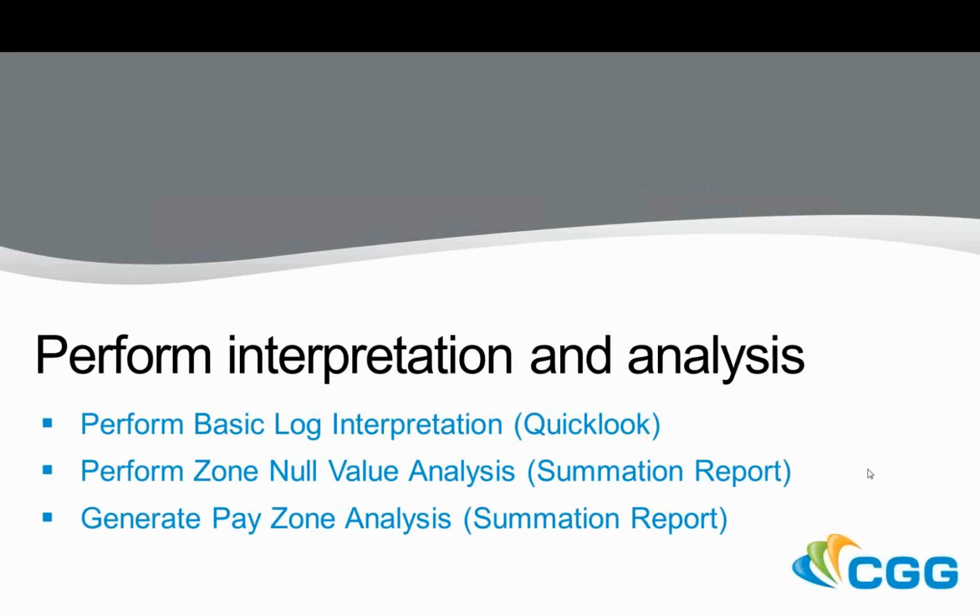Now you want to do your interpretation and analysis. So we're going to perform the basic log interpretation. We're going to use quick look. We're going to do a zone null value analysis. Very often, even though you have the zones in wells that have curve data, the curves don't cover the entire well. And so part of the well will have null values, and that can really mess up your analysis. So we'll show how to quickly visually see that and get rid of those wells. And then you'll generate a pay zone analysis.